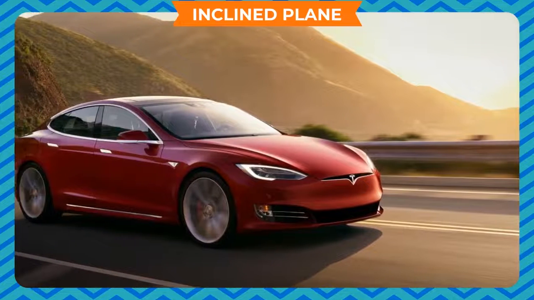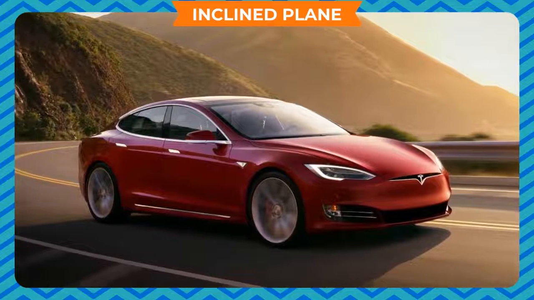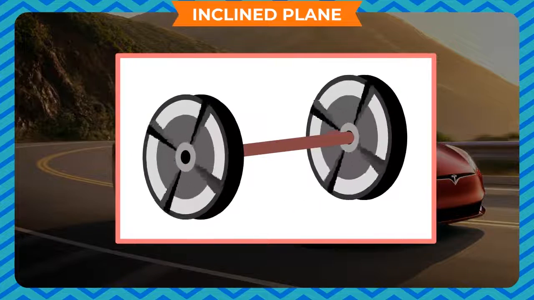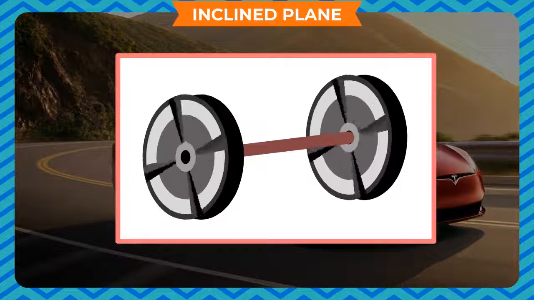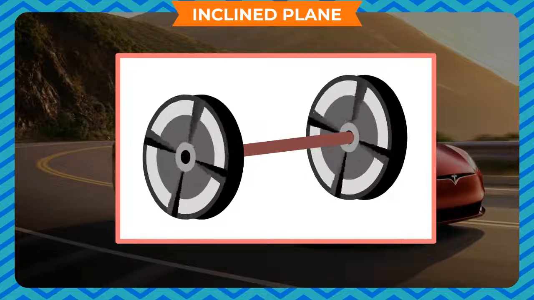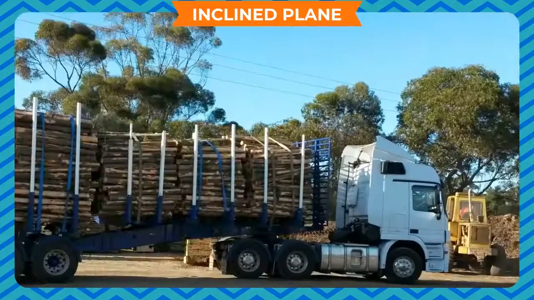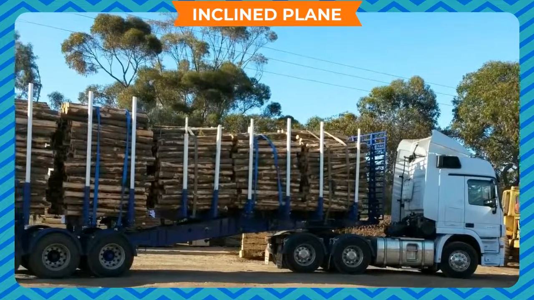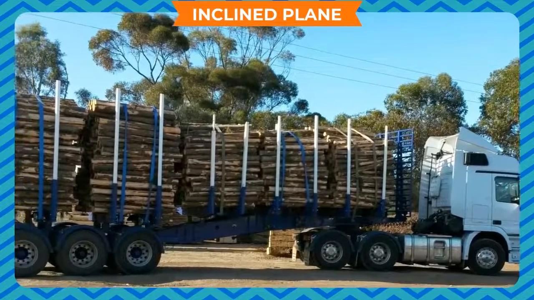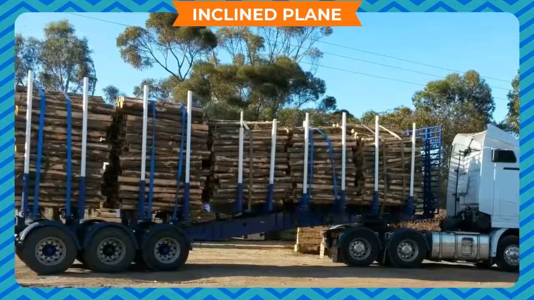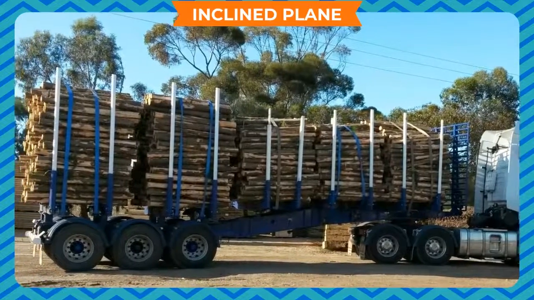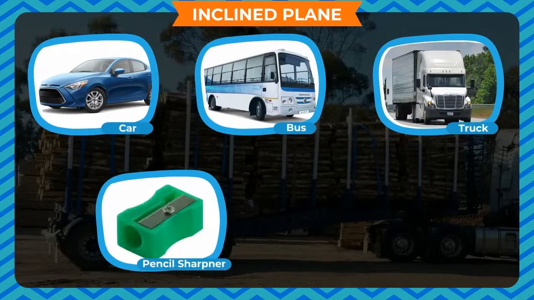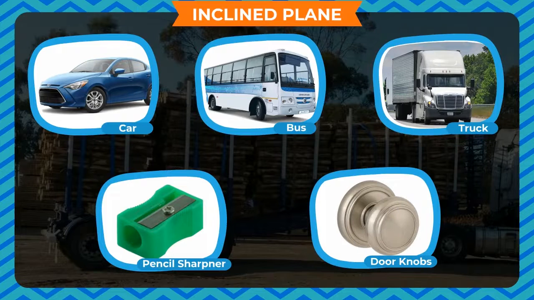The movement of vehicles is possible only because of wheels. The axle rotates with the wheel. So, the wheel and the axle together form a simple machine. We use such machines for lifting and moving heavy loads with lesser effort. Big wheels on axle are used to carry heavy loads. Some examples of wheel and axle are wheels of car, bus, trucks, pencil sharpener, door knobs, etc.